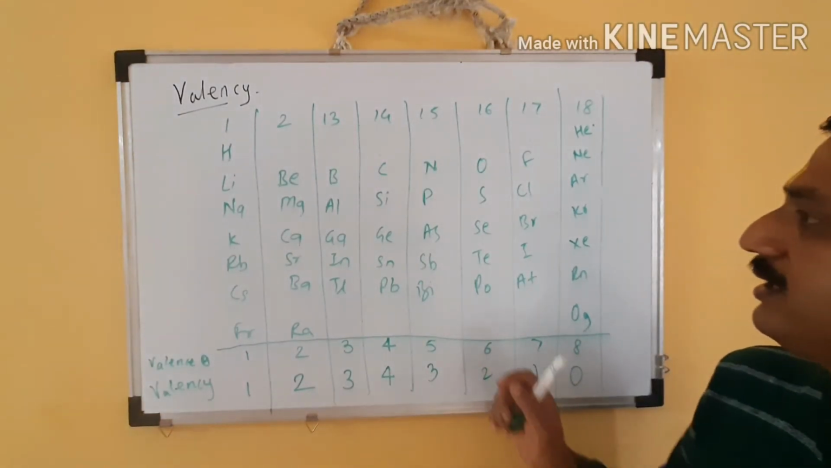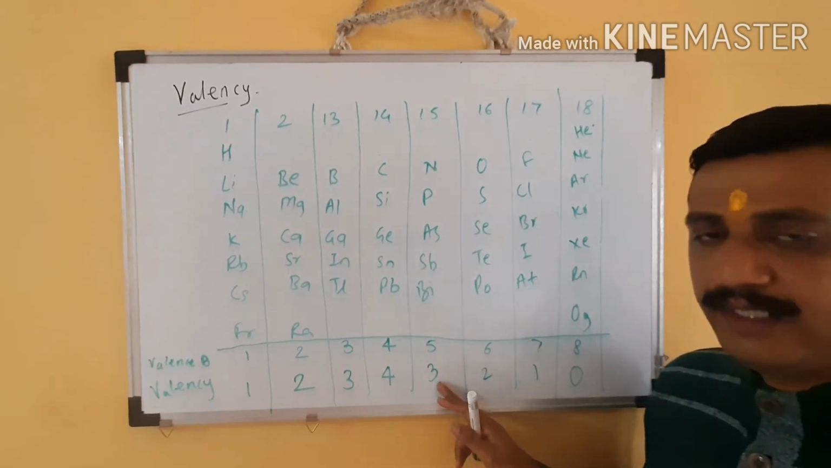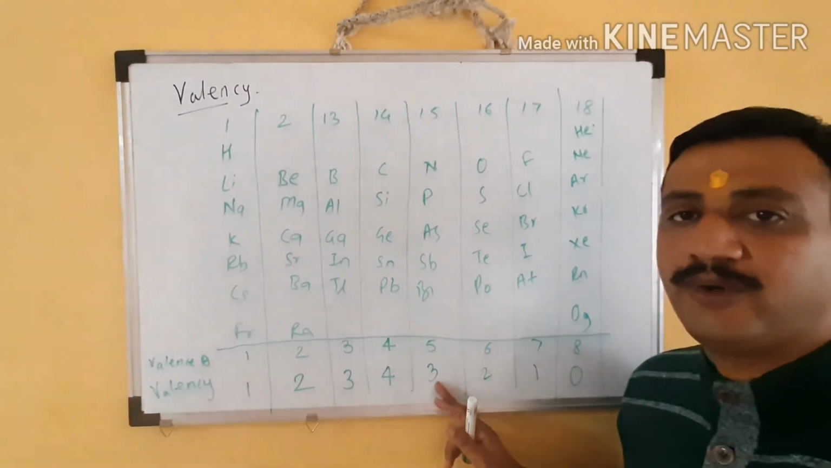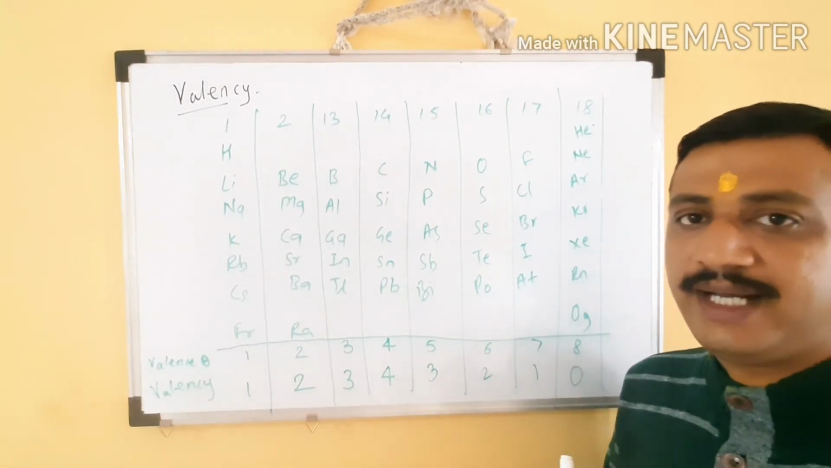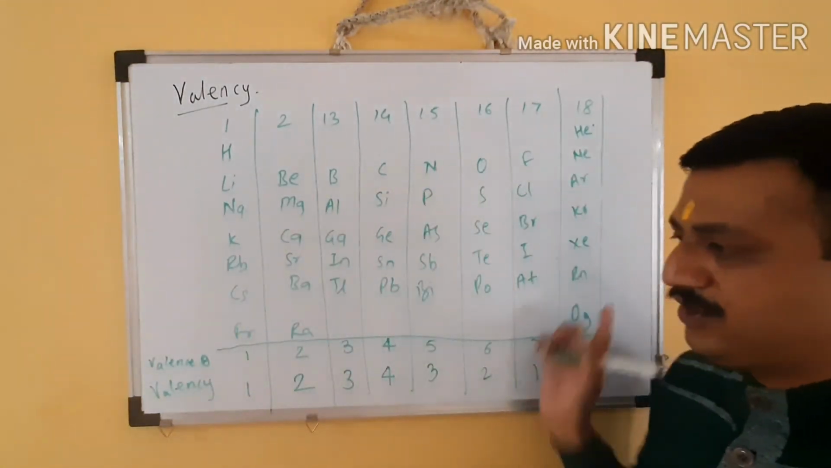Sometimes the question is that phosphorus shows valency 3, but sometimes it shows valency 5 also. Actually it depends upon the next concept, oxidation number. So that's why I don't want to extend that part here. This is all about the valency. See, this is the major valency of all these.